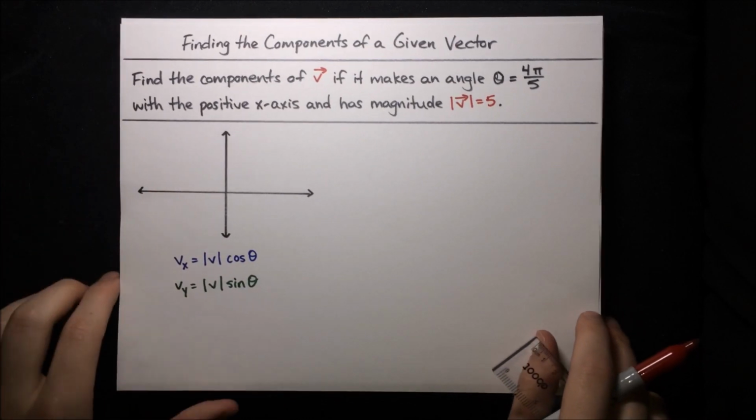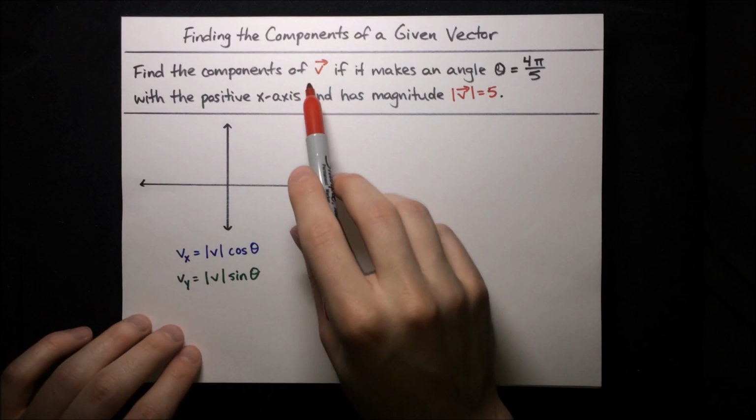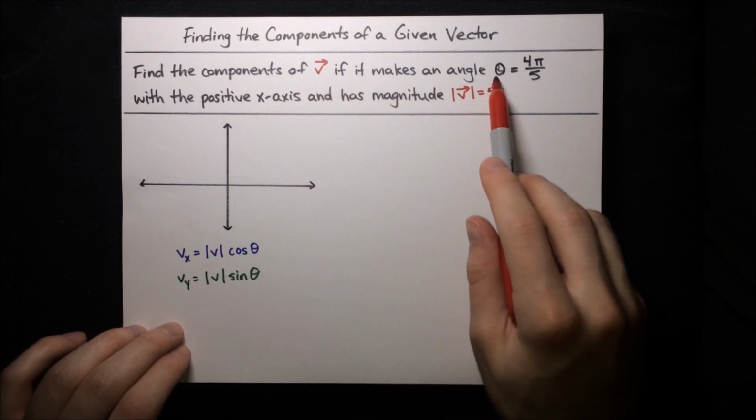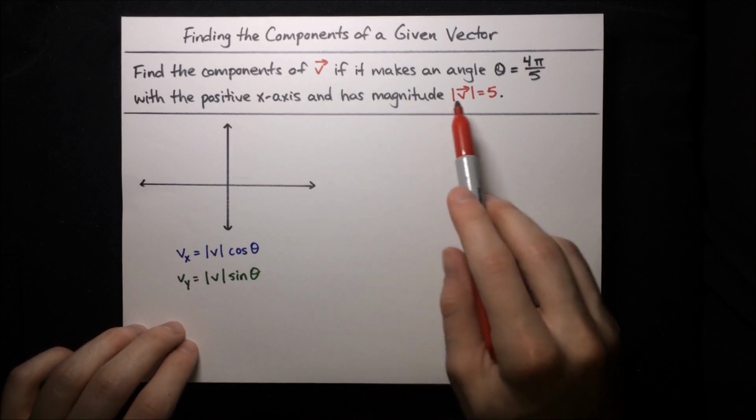All right, here's another example. So it's the same idea. We want to find the components of this vector v if it makes an angle theta of 4 pi over 5 with the positive x-axis and has a magnitude of 5.